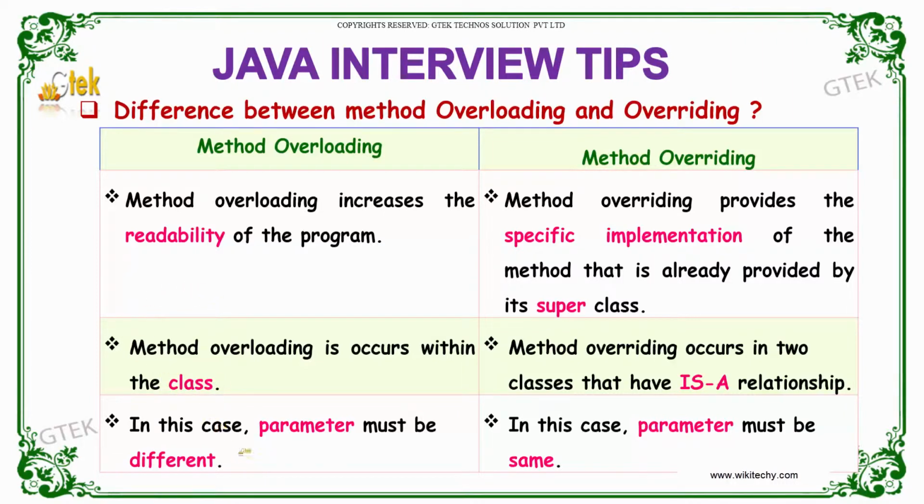In method overloading, the parameters must be different. Whereas in method overriding, the parameters must be the same. So this makes method overloading different from method overriding. So these are the points that make both different.